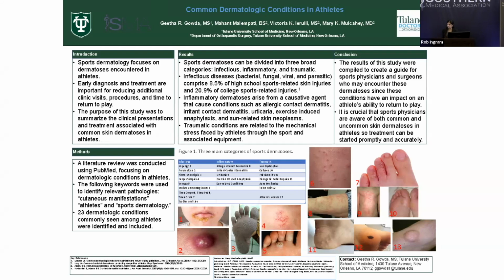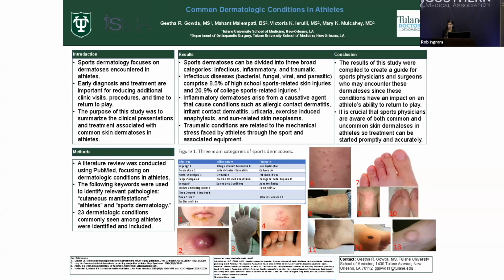And then the inflammatory dermatoses are typically caused by a causative agent. This gets into things like allergic contact dermatitis, irritant contact dermatitis, urticaria, exercise-induced anaphylaxis, and sun-related skin neoplasms.